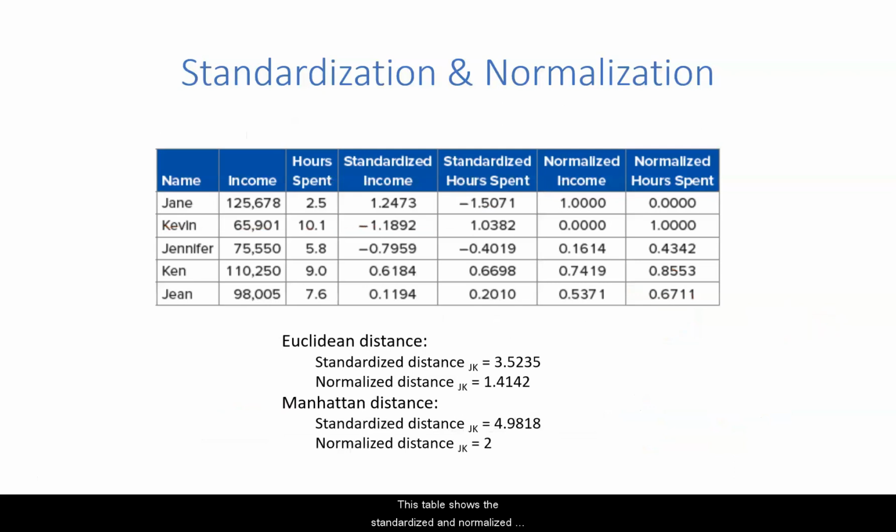This table shows the standardized and the normalized value for income and hours for all 5 consumers. Please calculate the Euclidean distance and the Manhattan distance between Jane and Kevin using the standardized values and the normalized values. Please verify if you get the same answers as the answers in the slide.